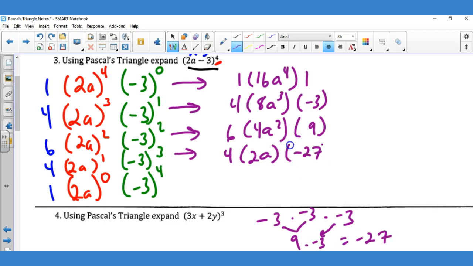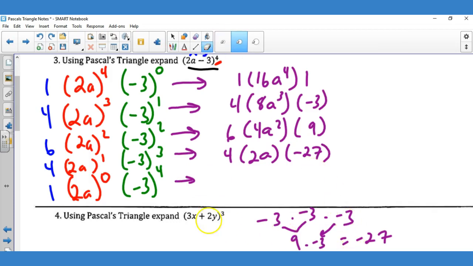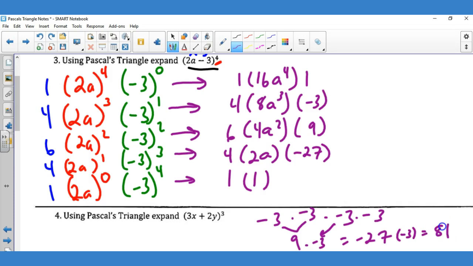And then lastly right here, we have 1 times 2A to the 0. Well, remember, just like up here, anything to the 0 power is 1. So this to the 0 power is 1. And negative 3 to the 4th. Remember, negative 3 cubed is negative 27. So times negative 3 is positive 81.